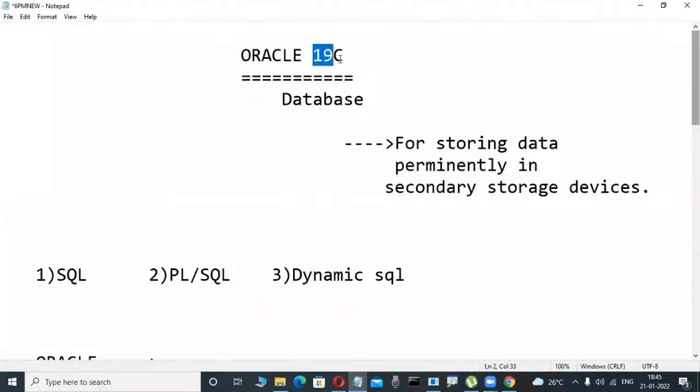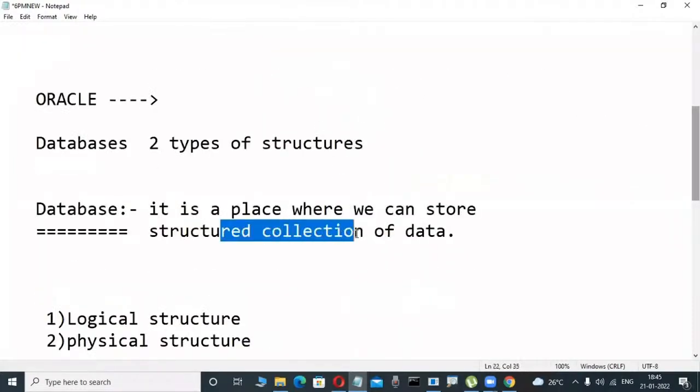In our course we are learning the 19c version only. This is a database product. What is a database? If anybody asks, as developers we tell them it is a place where we can store a structured collection of data. That is the logical side we are telling.